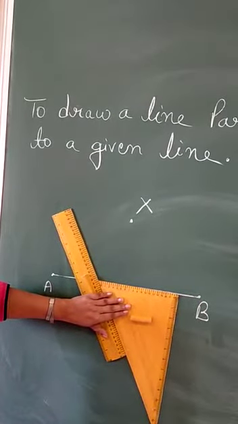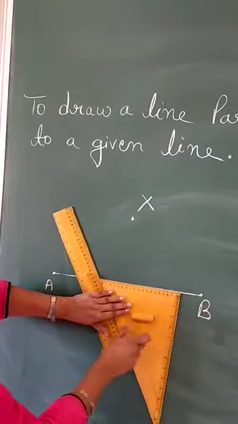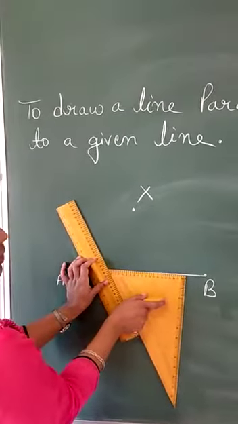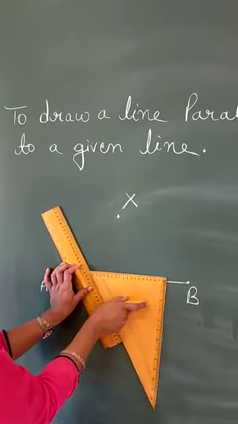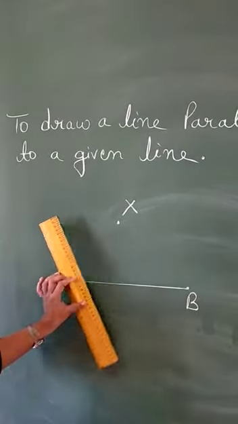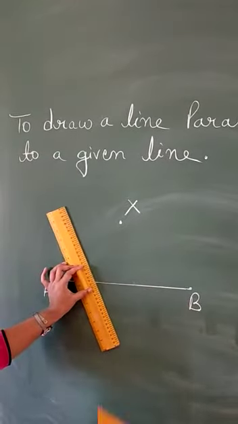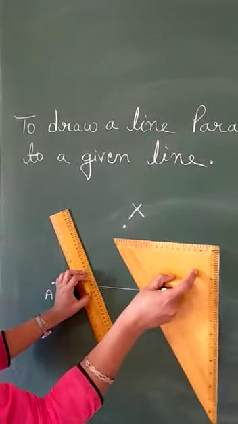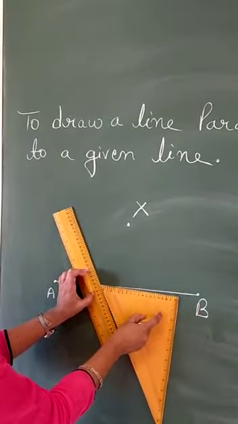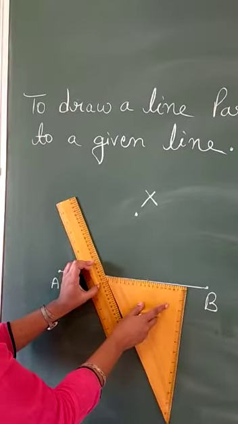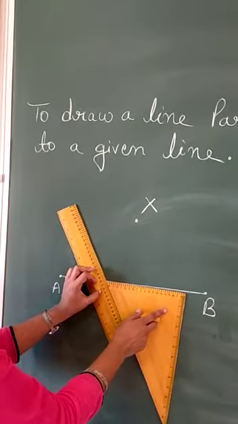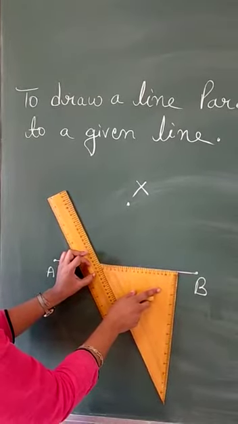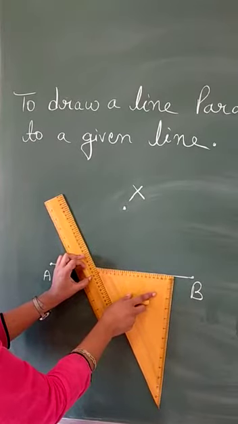Now to draw the line parallel to the line AB, we have to just slide up this set square in the upward direction. Again I am telling you, you have to place the ruler like this, and as you all know that these are the perpendicular edges, so you have to place this perpendicular edge along the line AB like this. Now slowly you have to slide up this set square. How you have to slide up? Like this, slowly.